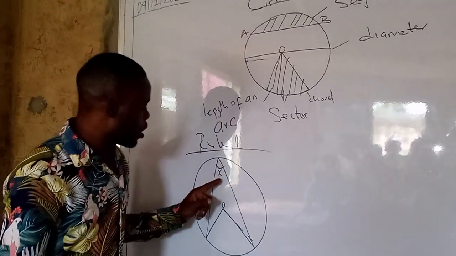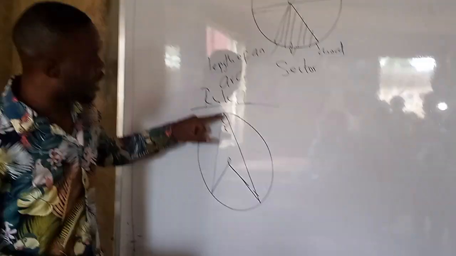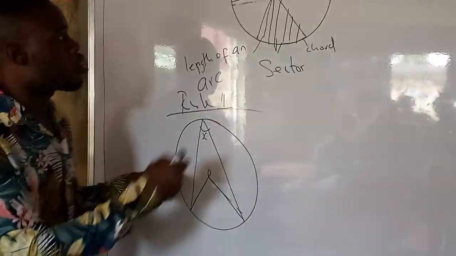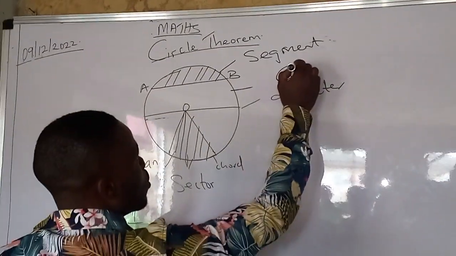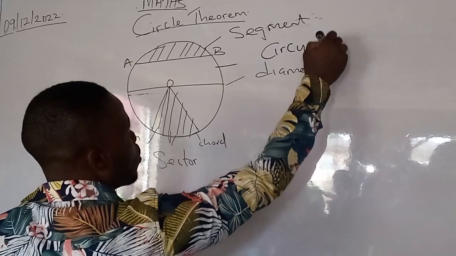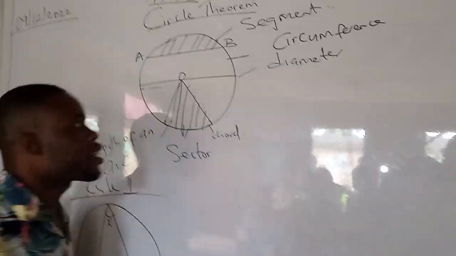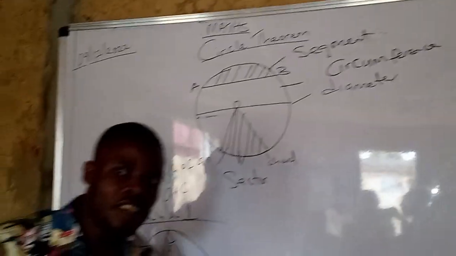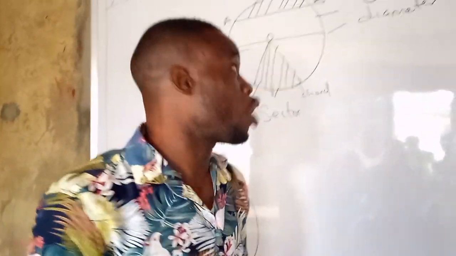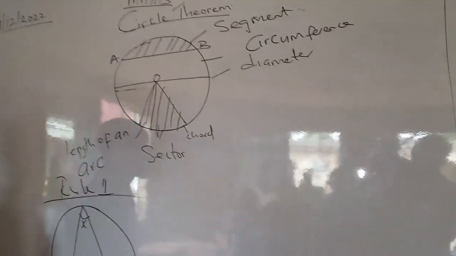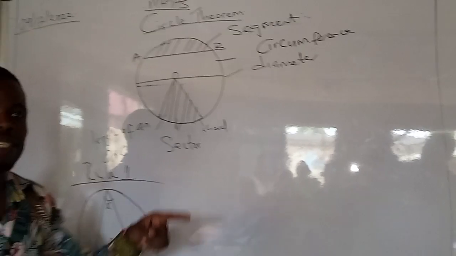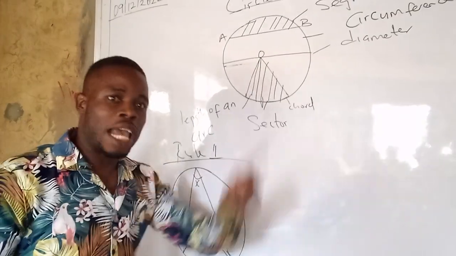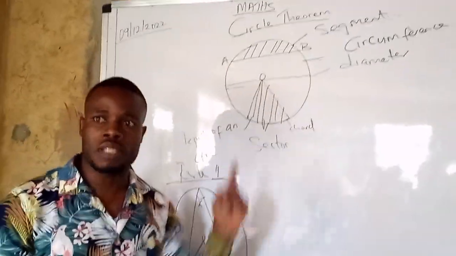So this is a circle, this is an angle in a circumference. Remember, this is called the circumference. Circumference can also be known as length or can also be called perimeter. So sometimes you might be asked to find the perimeter of the circle. It's the same as finding the circumference of the circle or the length of the circle.